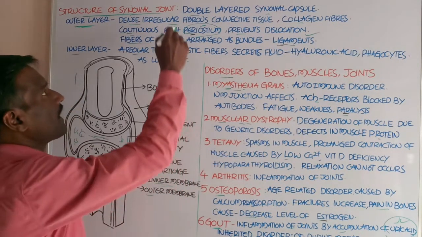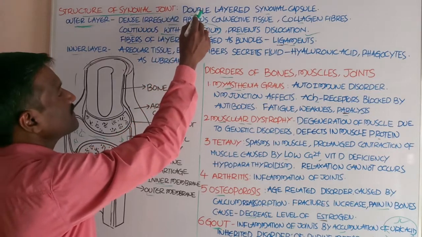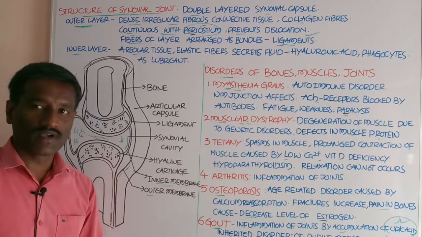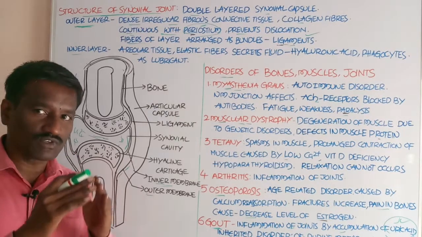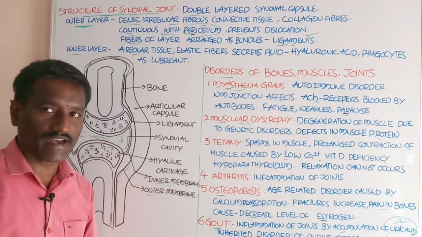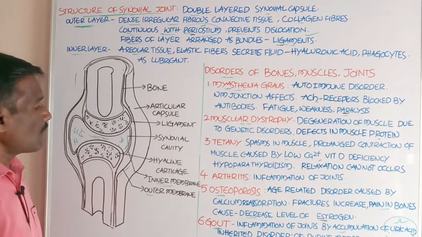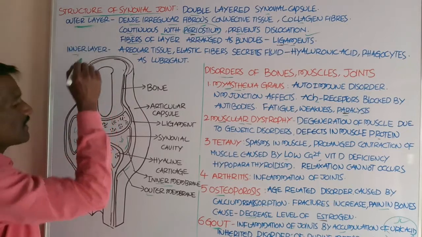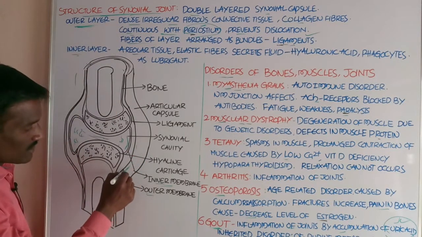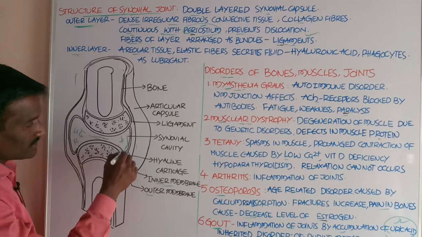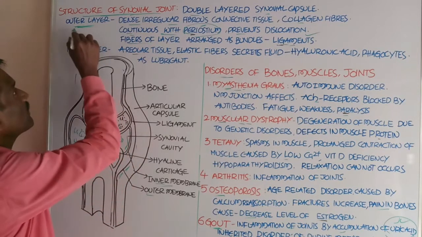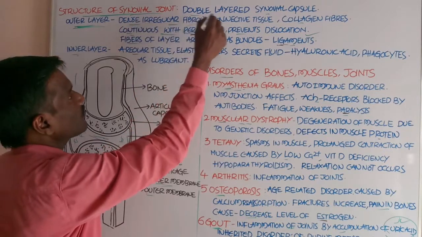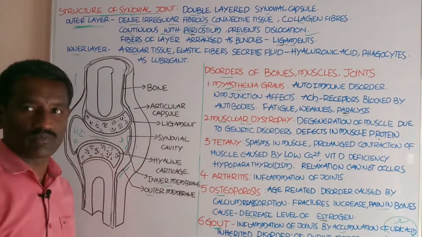The synovial joint is formed with a double layered synovial capsule. Now what about the double layer? It has an outer layer and an inner layer. This is the outer layer, and this is the inner layer. What about the outer layer? It is formed with dense irregular fibrous connective tissue.